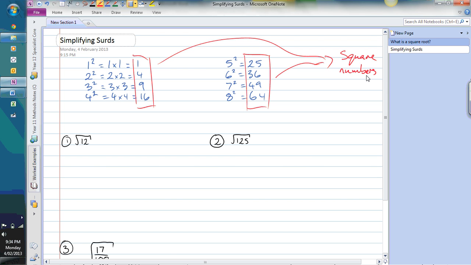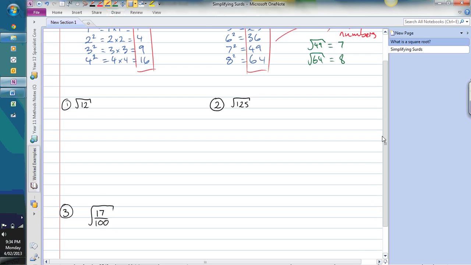And we're interested in them because if we take the square root of any of these numbers, because of where they come from, we are going to get a whole number answer. So if we ever see a square root of 64, for example, we know that that's going to be 8. If we see a square root of 49, we're going to get 7. And when we're simplifying our surds here, we're going to be interested in finding these numbers pop up because they're going to allow us to simplify our surds nicely.